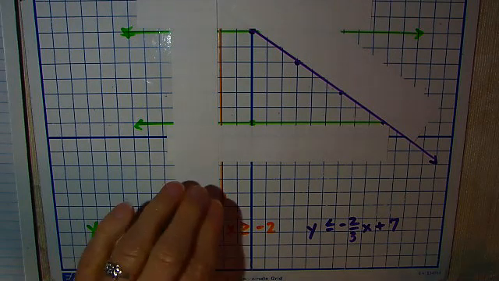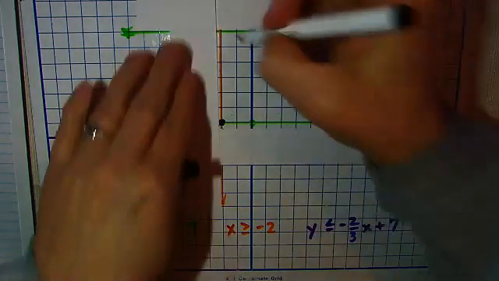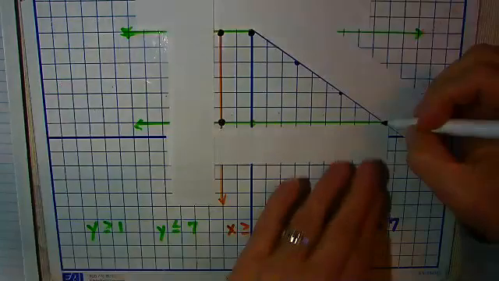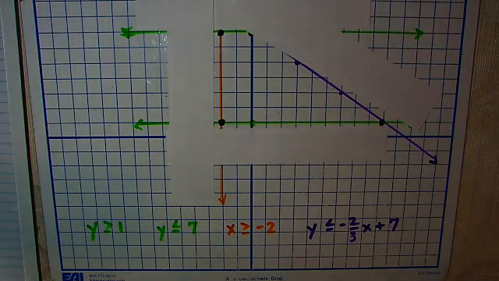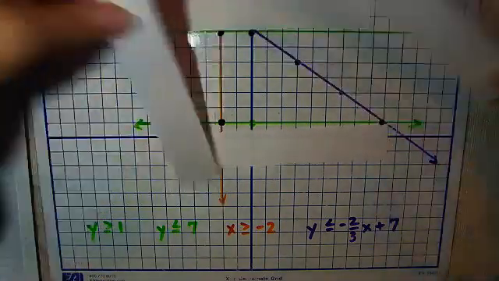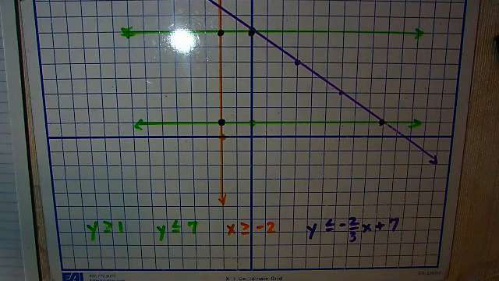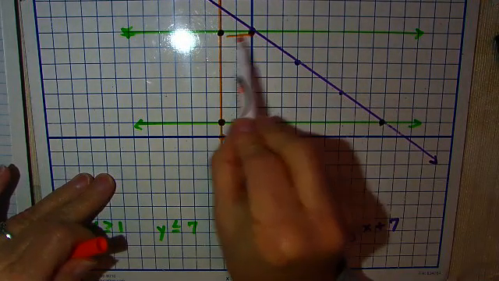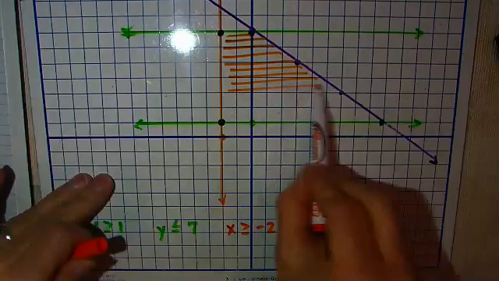So since I have my little papers down here, I'm going to go to each corner and put a big black dot there, there, there, and then right over here. Now I'm going to take my little strips of paper off for a second. And the shaded section would end up being everything in this part right here.